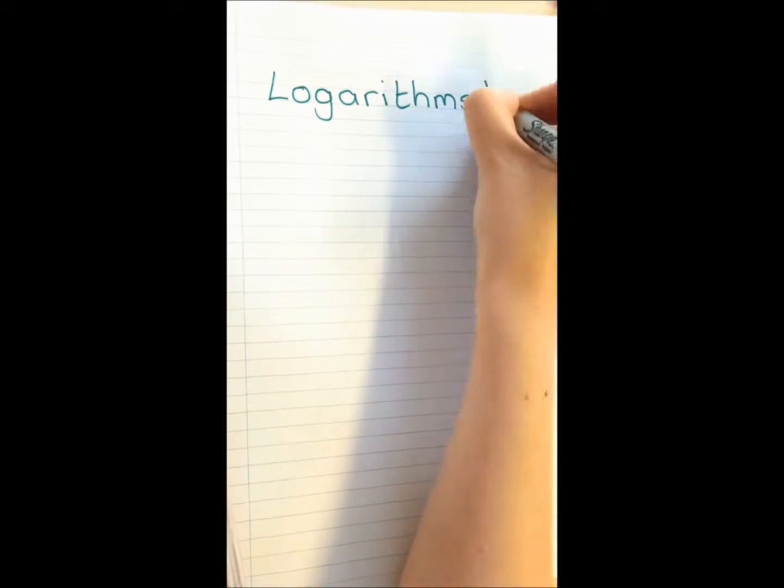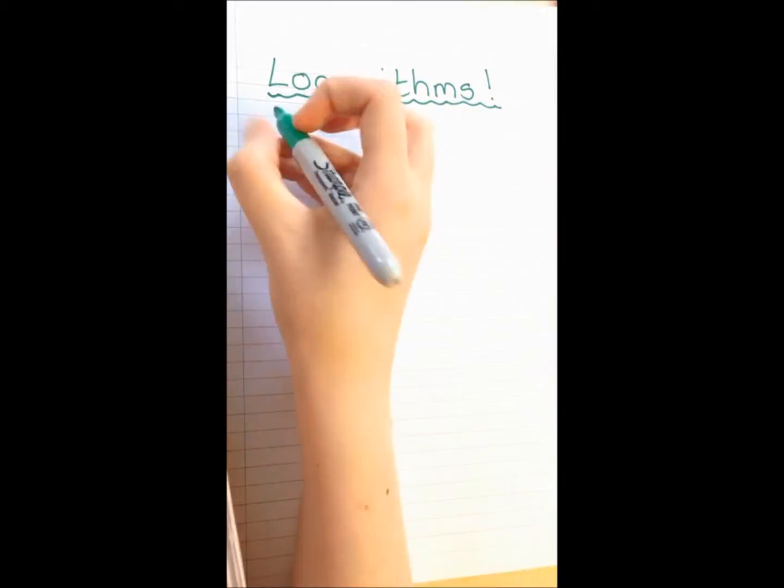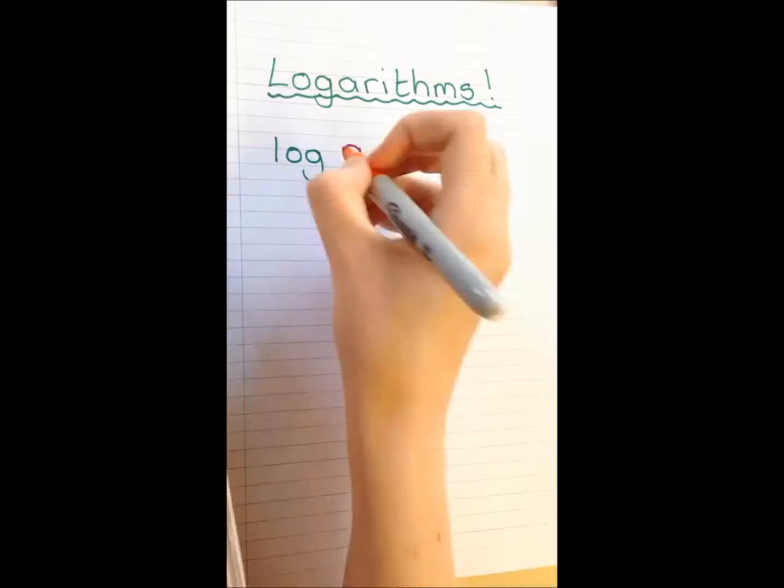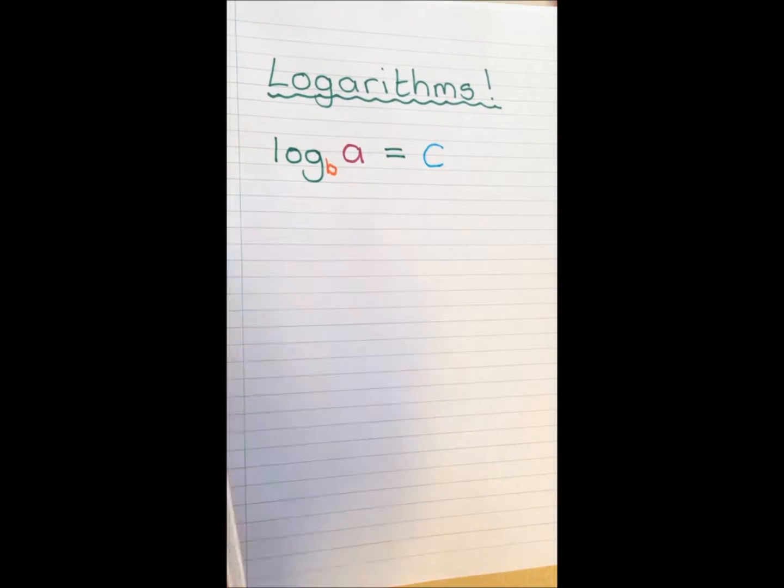Today we're going to be covering the basics of logarithms, and this video is meant to supplement any A-level maths course. First, the definition of a logarithm is that log of a number a to a given base b is equal to c, where b to the power of c equals a.